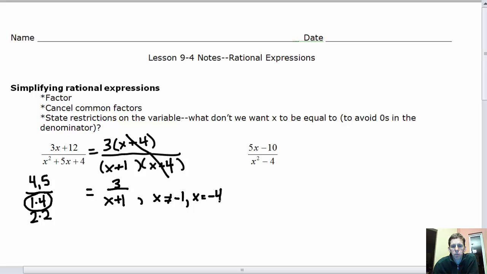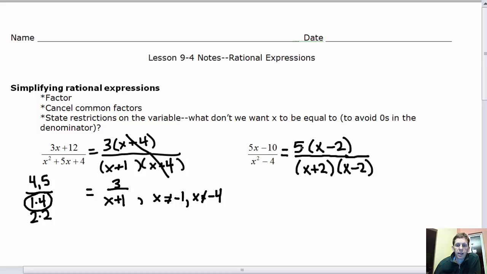So this is what your solution should look like. 3 over x plus 1 is the simplified expression. These are the restrictions. x can't equal negative 1 and x can't equal negative 4. What I'd like you to do in just a moment is pause the video, attempt to simplify this expression, and see if you can come up with the restrictions for this one as well.